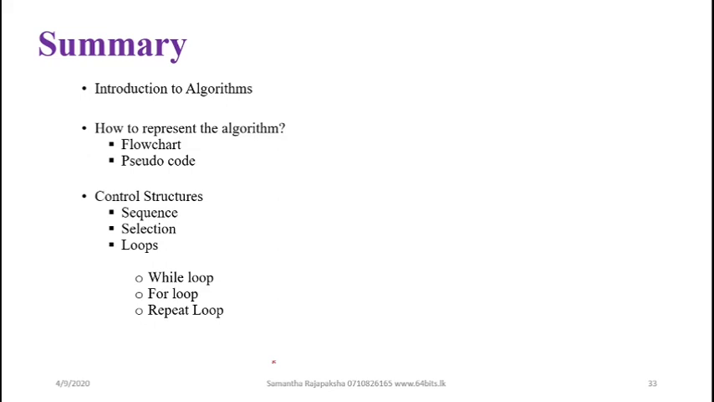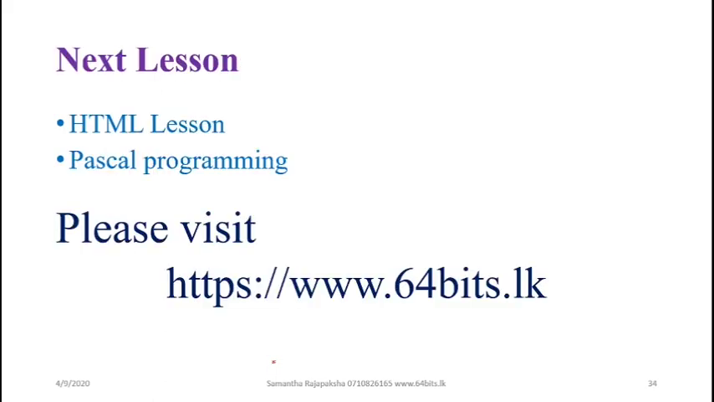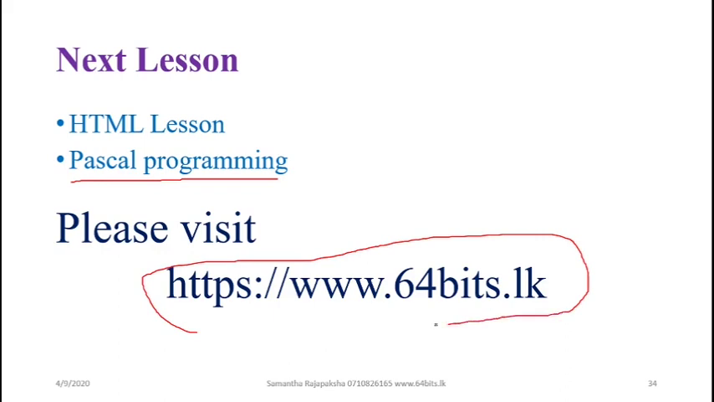So here basically we have discussed what is an algorithm, how to represent them with the flowchart and pseudocodes, and we discussed mainly three control structures: sequence, selection, loops. Under that we discussed while loop, for loop and repeat loops. So next I'm planning to discuss the Pascal programming and HTML lessons. Those will be uploaded next. Just study that, because for the Pascal programming you need to know this flowchart and the algorithms clearly. I'll upload those onto my website. You can just visit there and see.